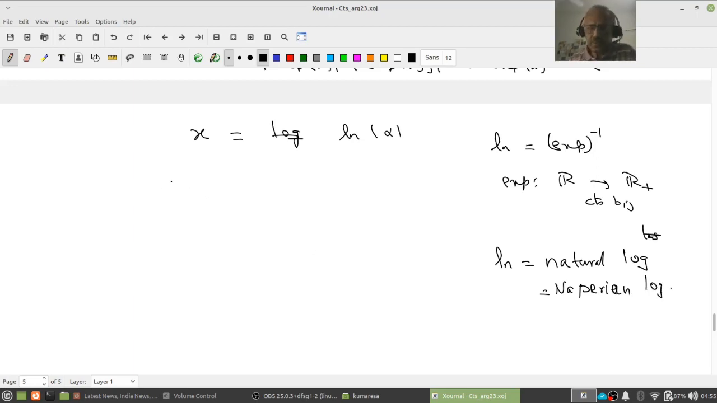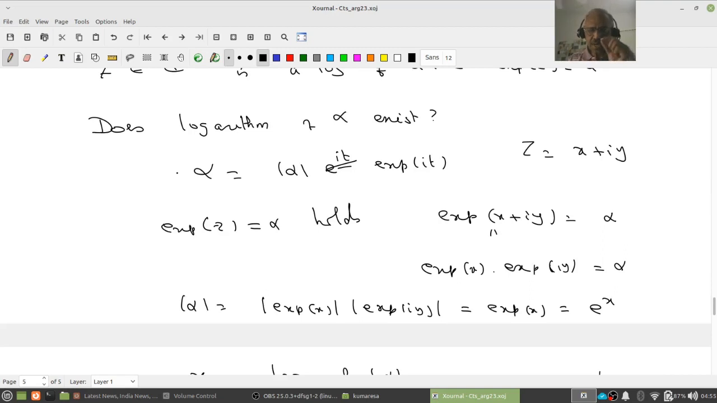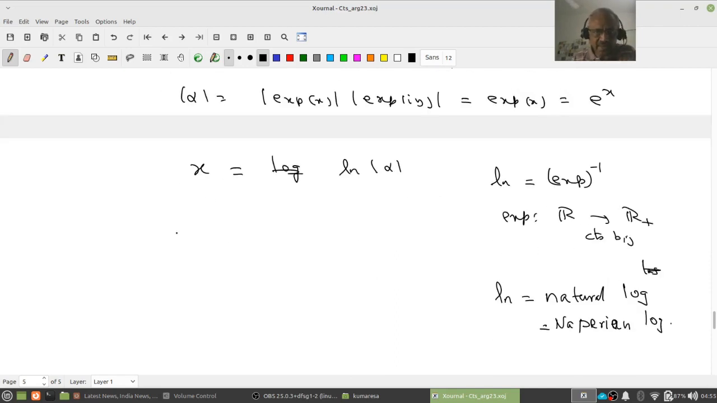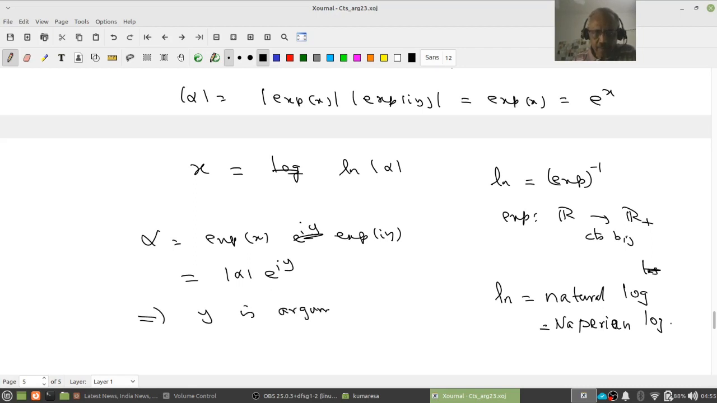Okay, therefore, what do you think we have found? If a logarithm of alpha exists, call it z, then its real part is nothing other than the natural logarithm of mod alpha. Good. So now let's go back. Alpha is exponential of x into exponential of iy, but this is nothing other than mod alpha into exponential of iy. Right? Therefore, what is y then? This implies y must be an argument of alpha. Do you recall that?